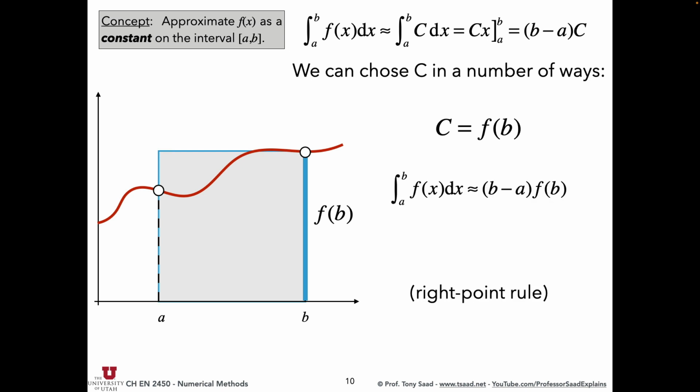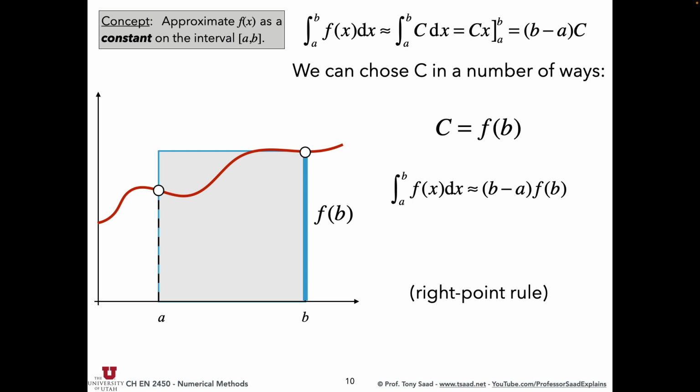It's kind of silly, right? Like, well, what are we learning here? Just bear with me. So that's called the right point rule, because you're approximating the function using its right value on the interval. Left point rule, you choose f of a. Right point rule, you choose f of b.